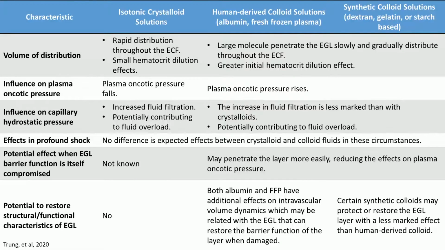With crystalloid solutions plasma oncotic pressure falls, while human colloid solutions could make plasma oncotic pressure rise. We currently do not know the potential effect of crystalloid solution when the endothelial glycocalyx layer barrier function is compromised, but colloid solution may penetrate the layer more easily, reducing the effect on plasma oncotic pressure. For effect in profound shock, there is no difference between crystalloid and colloid solutions. And there is no potential to restore the structural or functional characteristics of the endothelial glycocalyx layer with crystalloid solutions.